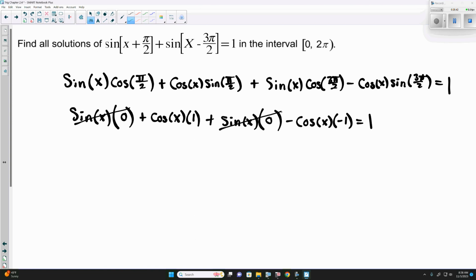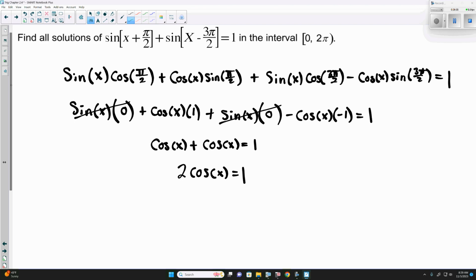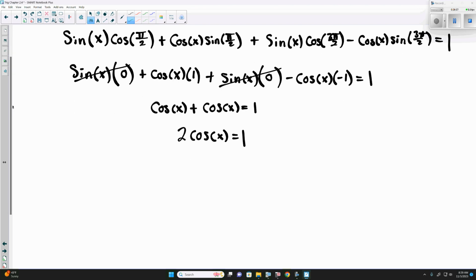That's 0. And we have cosine of x plus cosine of x equals 1, because our negative cosine of x times negative 1 makes it positive. And cosine of x plus cosine of x is 2. Cosine of x is equal to 1. At this point here, we would divide both sides by 2. Telling us cosine of x is equal to 1/2.